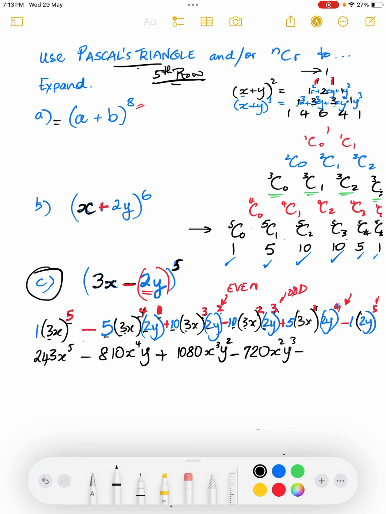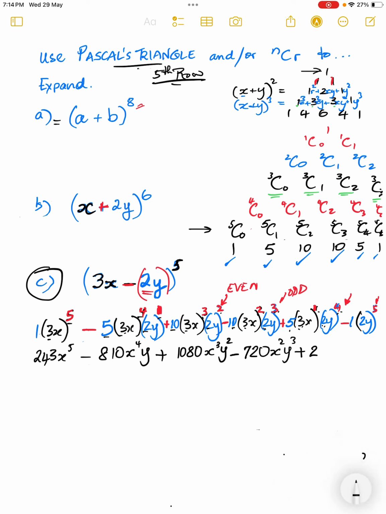Now we've got a plus. 5 times 3 to the power of 1 times 2 to the power of 4. Well, 2 to the 4 is 16. 16 times 3 is 48, and 48 times 5 is 240. And so we've got x y to the 4. And finally, minus 2 to the power of 5, so 32 y to the 5. And there we have our final expansion.